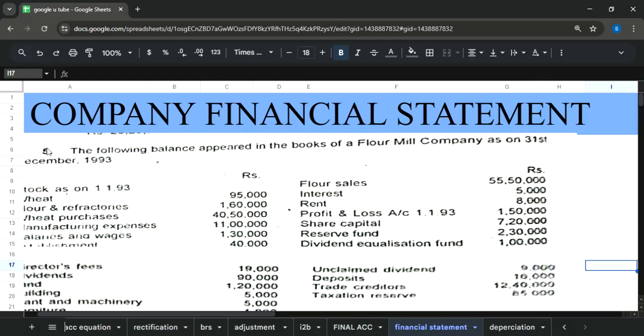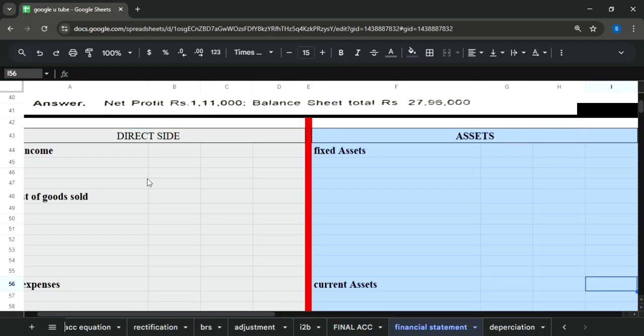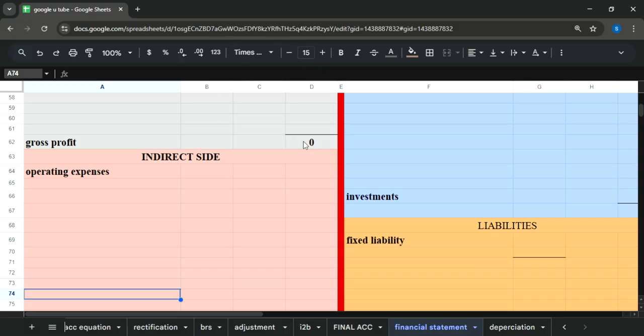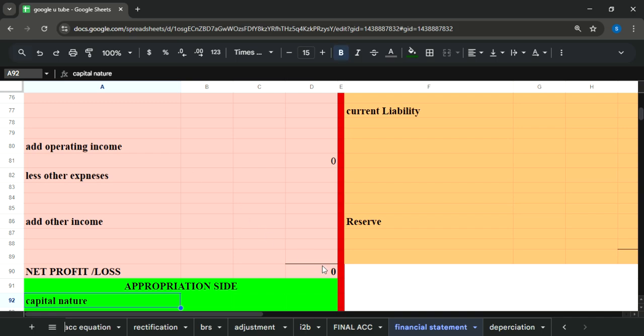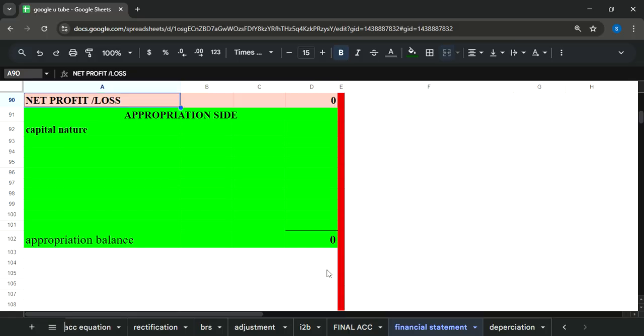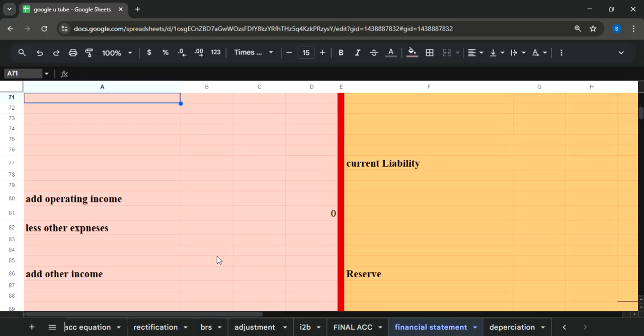Today's target is to solve question number 5. The chapter we are related with is company financial statements, where we are going to make the profit and loss statement and balance sheet. On the left side, we will be focusing upon the direct side, which lets us calculate gross profit. Then we will focus on the indirect side, where we will calculate net profit.